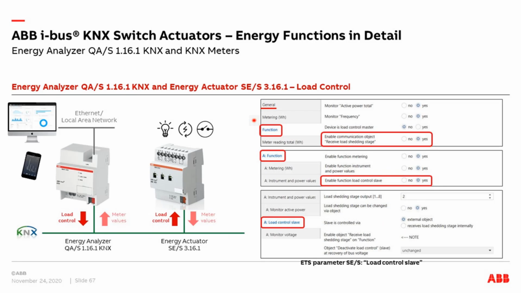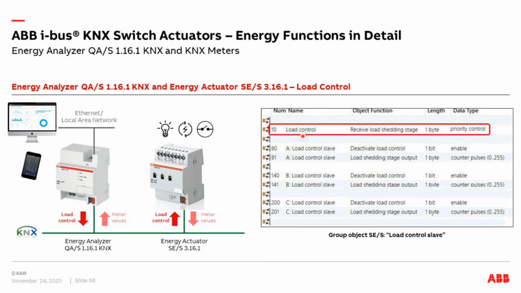Good, then let's come to the parameter settings in the energy actuator for load control. I think it's not really difficult. You go to the function, you enable here receive load shedding stage, yes, and then per channel we can use it again. So I select channel A, and enter here the shedding stage per channel, like 2. Channel B can maybe listen to shedding stage number 4. So we have different levels of our shedding stage, and it receives the value via group telegram.